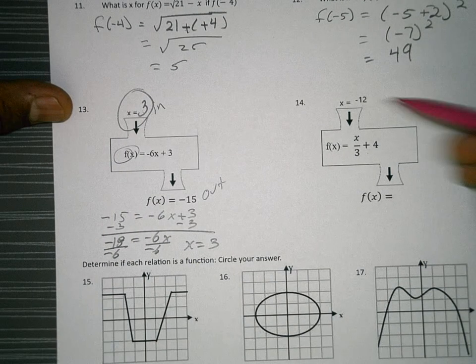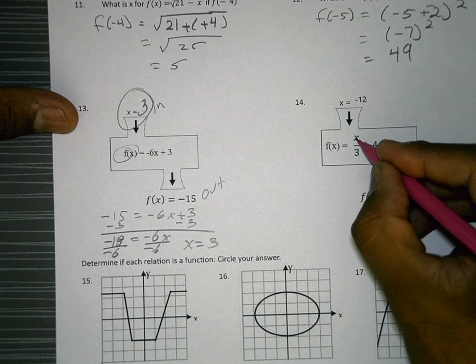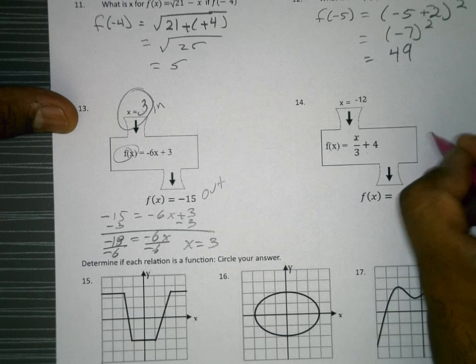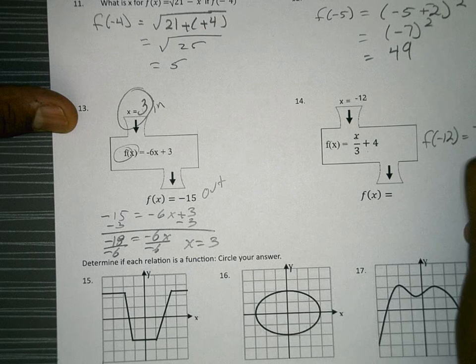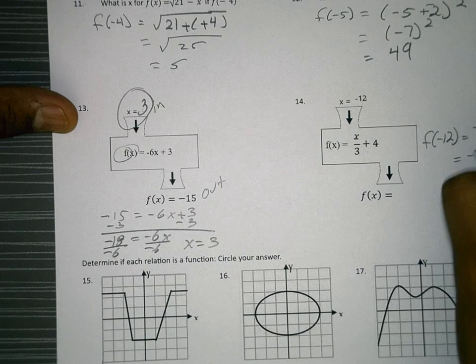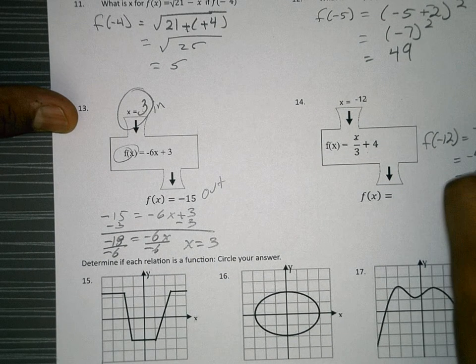Over here, they're giving me the input. I want to find the output, so I'm going to plug it in for the x. So it's going to be f of negative 12 equals negative 12 over 3 plus 4 equals negative 4 plus 4 equals 0.